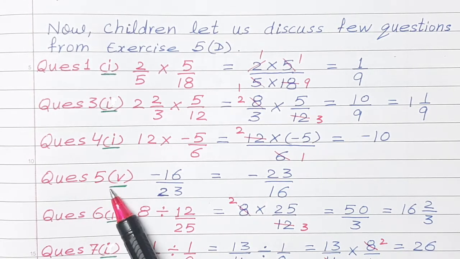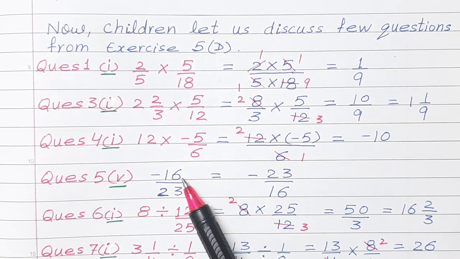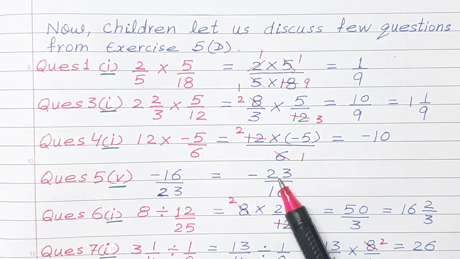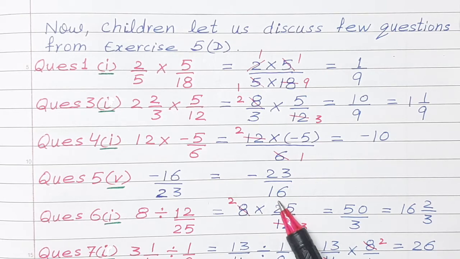Now have a look, question number 5, fifth part, minus 16 upon 23. We have to take the reciprocal. So the reciprocal of this number is minus 23 upon 16, right?